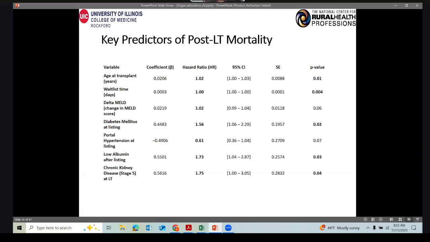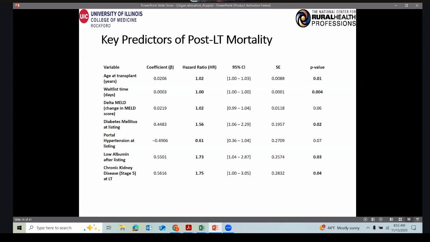Now let's look at the key predictors of post liver transplantation mortality from our analysis. We used Cox proportional hazard models, which help identify which factors significantly influence the risk of death after transplantation. In this table, we can see several clinical and demographic variables along with their hazard ratios and p-values, which tell us about their statistical significance.